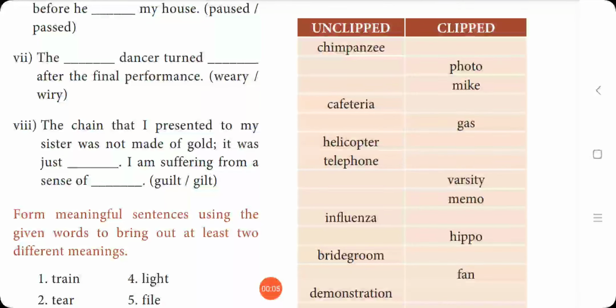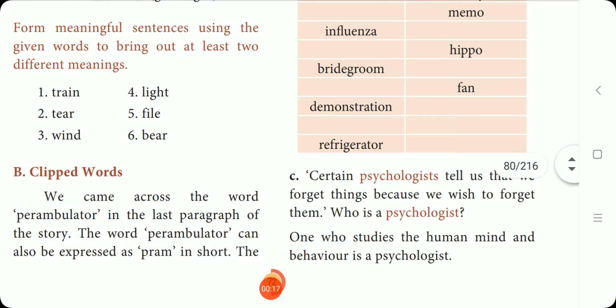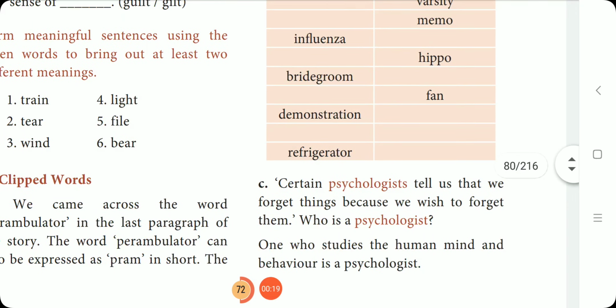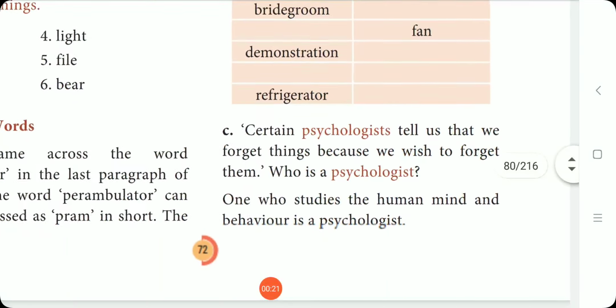Hi students, listen. In the previous videos, we have seen about clipped words and unclipped words, that is in the book back of your third prose. Now let us continue the book back. Look at the C topic.